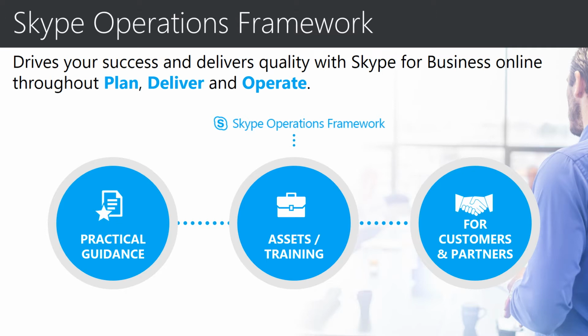With SOF, we are providing the practical guidance that covers what to do to achieve quality and reliability and the order required to undertake these key activities. We provide assets for you to use and the associated training to become confident in using these assets. Let's start by looking at the key outcomes that are part of plan, deliver and operate, and then dig deeper into the key activities that drive meeting those outcomes.